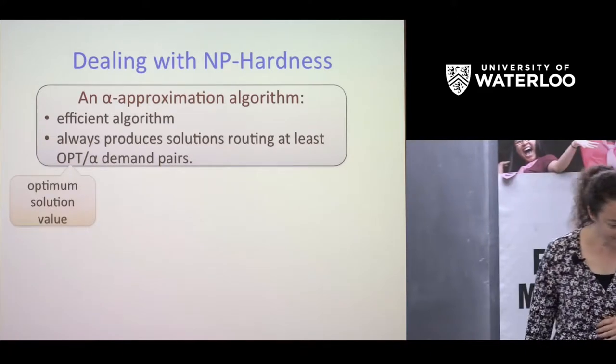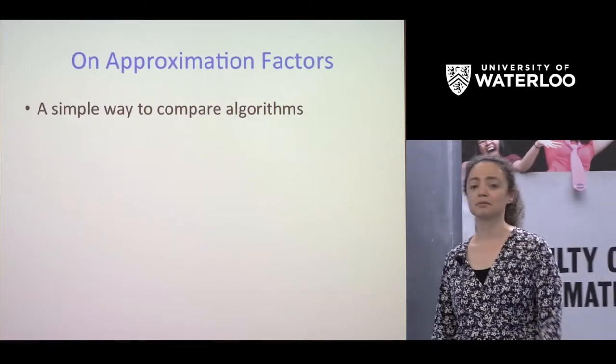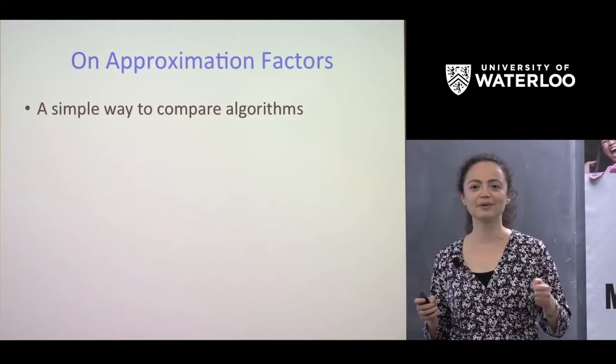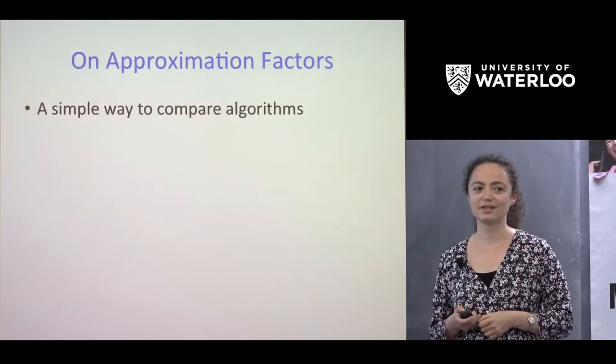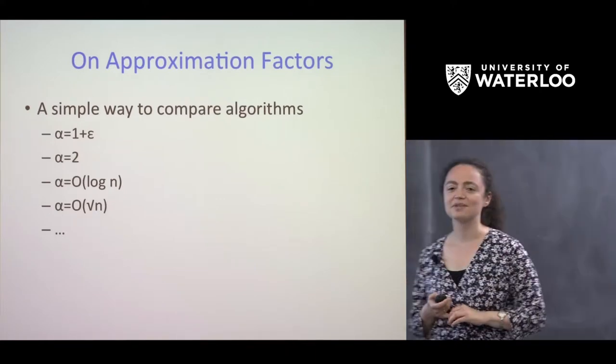So in the area of approximation algorithms, we really care about these approximation factors to such an extent that we compare algorithms by the approximation factor they achieve. And sometimes things are really good. You can get 1 plus epsilon approximation for any epsilon.